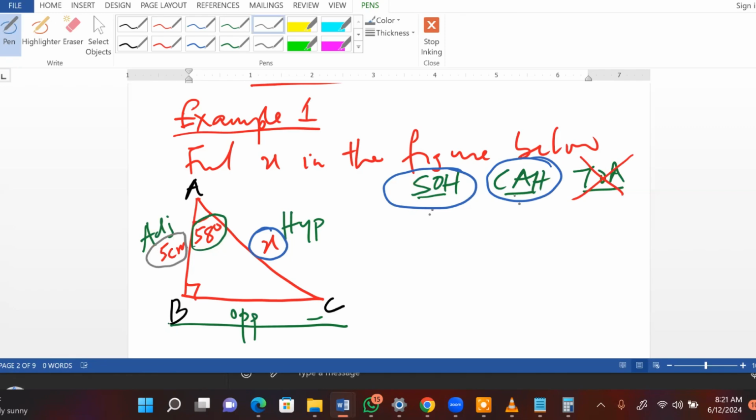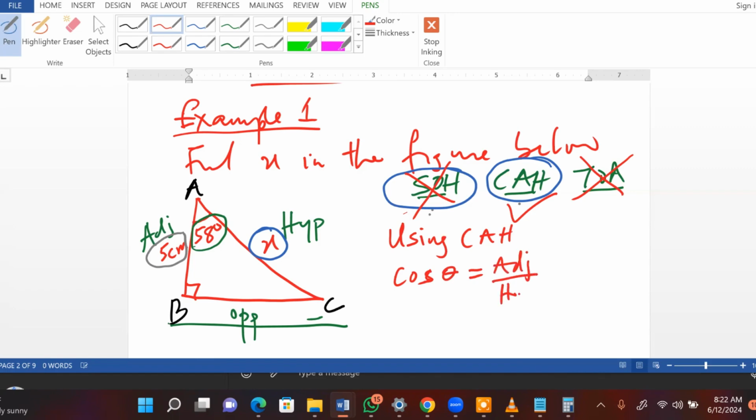Adjacent is CAH, so we are making use of CAH to solve this problem. We are going to use cosine. So cos theta equals adjacent over hypotenuse.